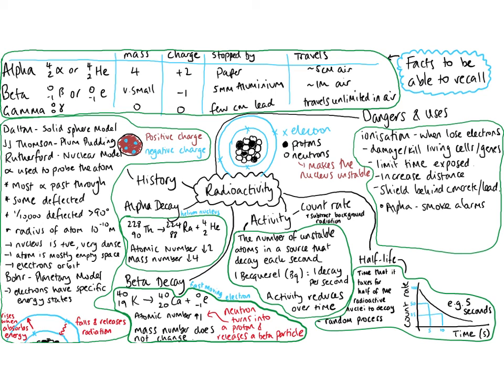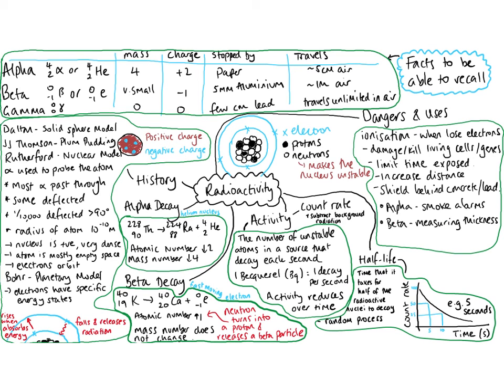Alpha particles can be used for smoke alarms. Even though alpha only travels a few centimeters in air, it's enough distance for it to travel between where it comes out from the rock and the sensor, and then there's enough gap there, should smoke get in the way, for the alarm to sound.